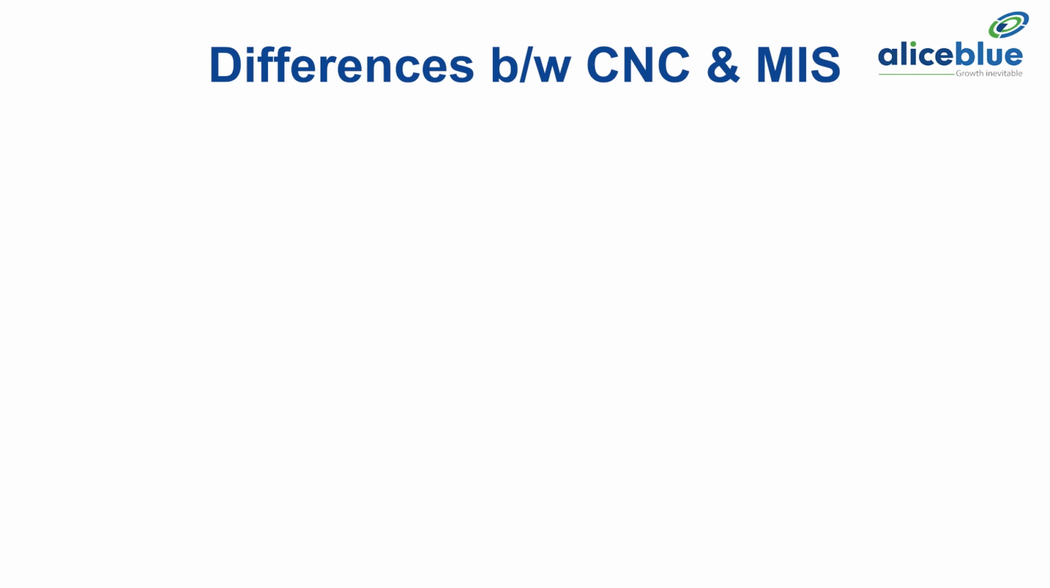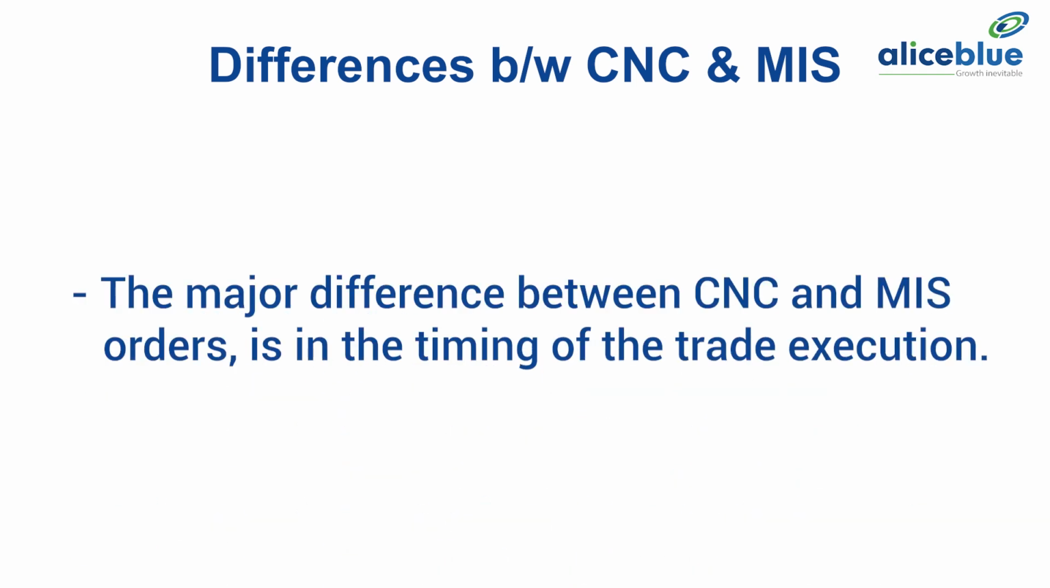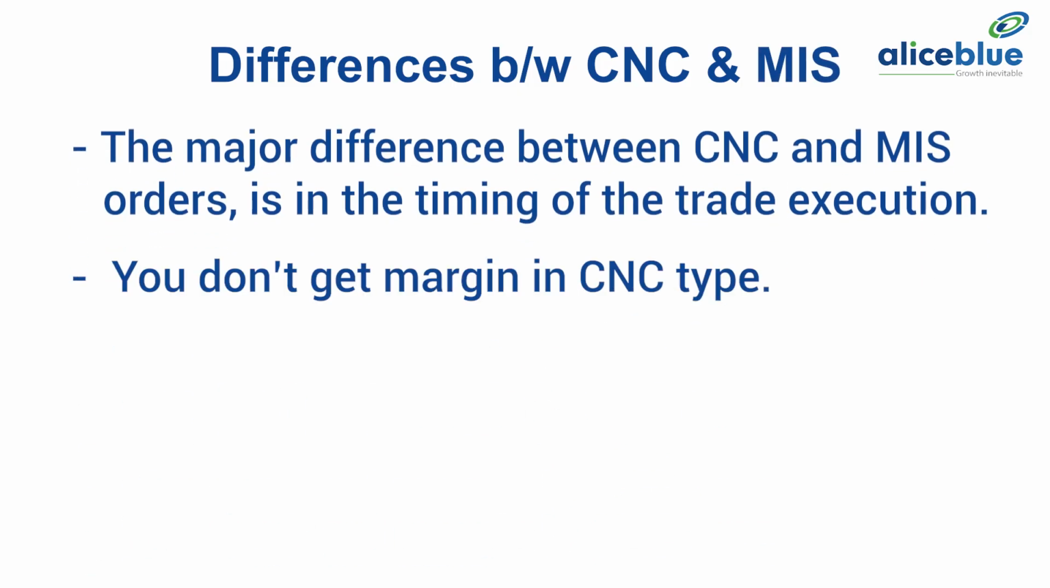Now let's find out the differences between CNC and MIS order. The major difference between CNC and MIS orders, as you may have already understood, is in the timing of the trade execution. CNC orders are bought only if you want to hold the stock in your portfolio. This could be for more than 2 days, 2 weeks, months, or even years. MIS orders are bought when you have to execute an intraday trade, that is, buying and selling the stock on the same day.